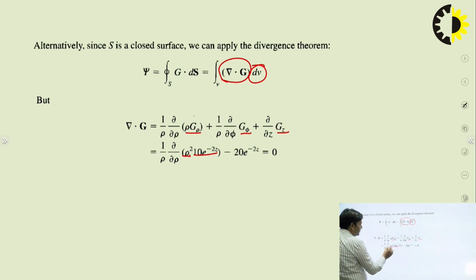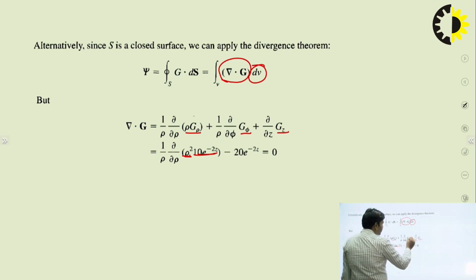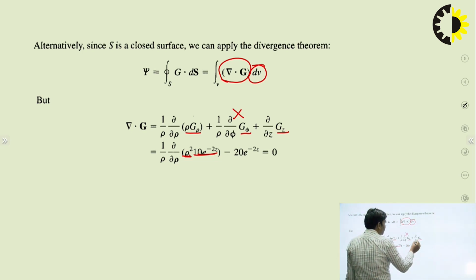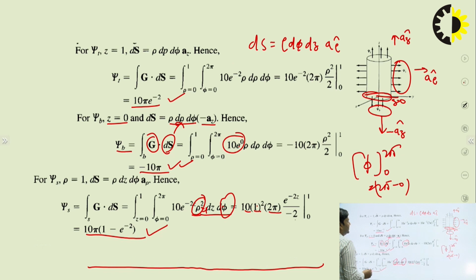So what is the value of this? Rho square 10 e to the power minus 2z. Then 1 by rho del over del phi of D phi, which is equal to 0, because in the direction of phi the vector is not given in that particular question. So we easily calculate del Dz upon del z. So you put the value of Dz, what is Dz?